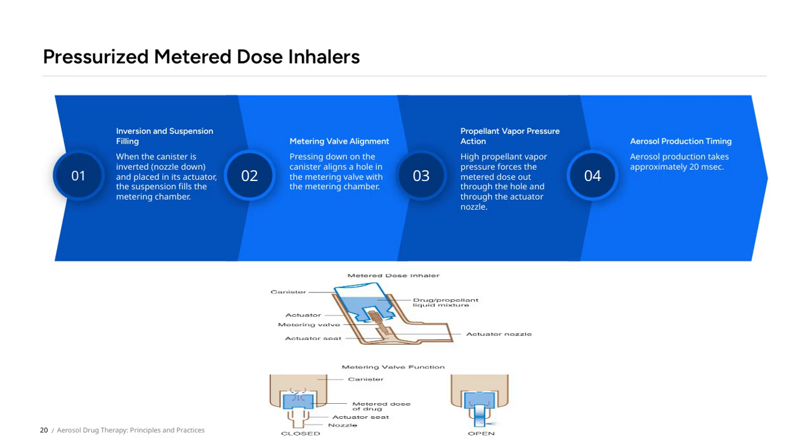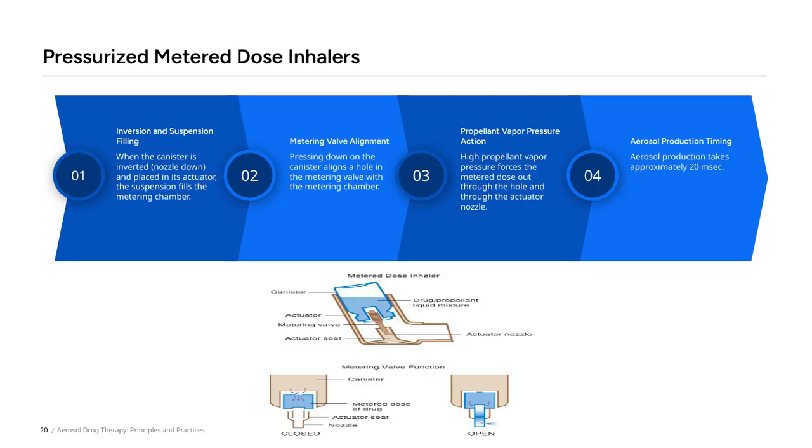delivery. Next, when you press down on the canister, it causes the metering valve to align a small hole with the metering chamber. This alignment is crucial because it allows the medication to pass through in a controlled way. Then, the high vapor pressure of the propellant forces the metered dose out through that tiny hole and through the actuator nozzle. This pressure is what pushes the drug out of the canister and into your airway.